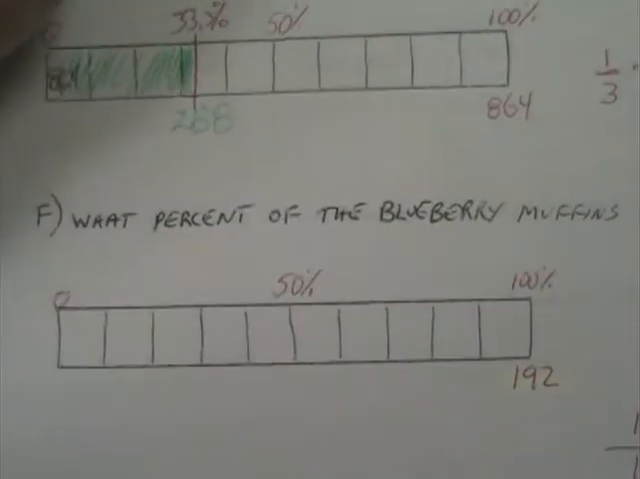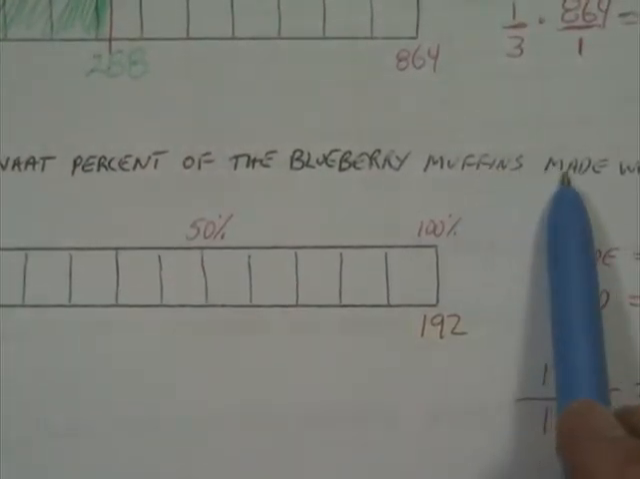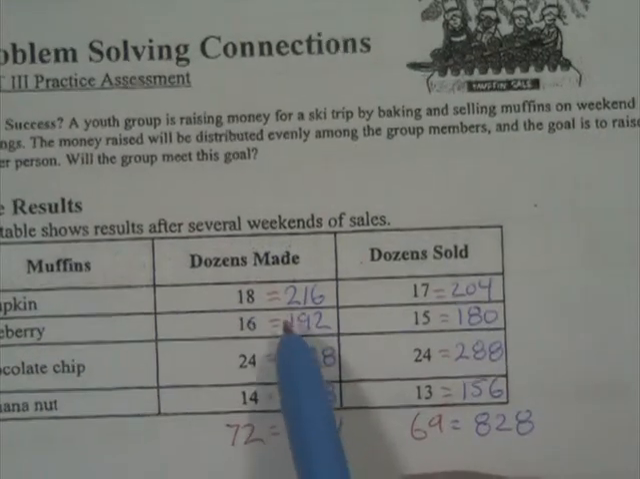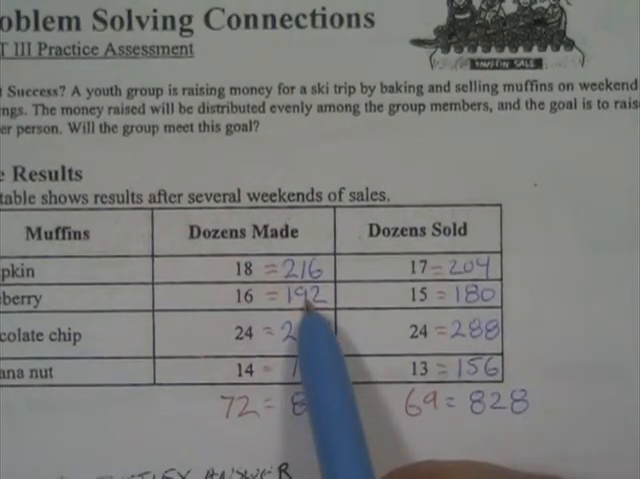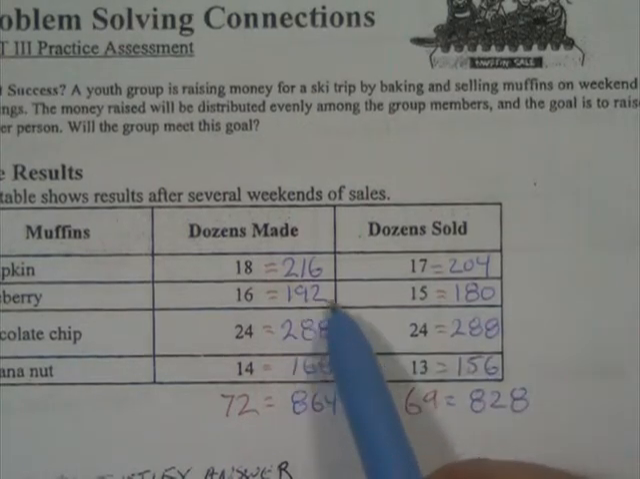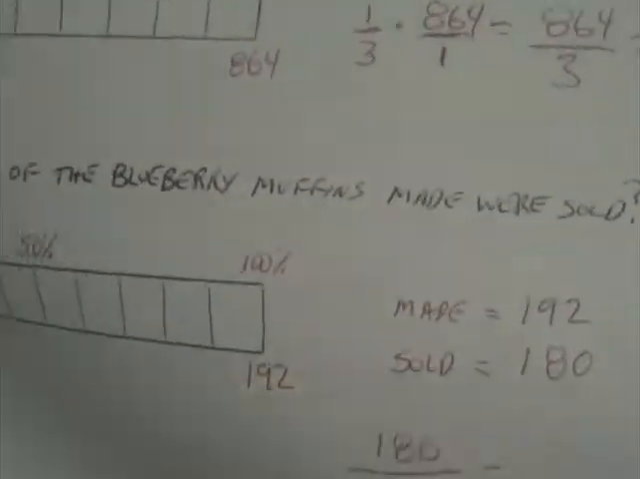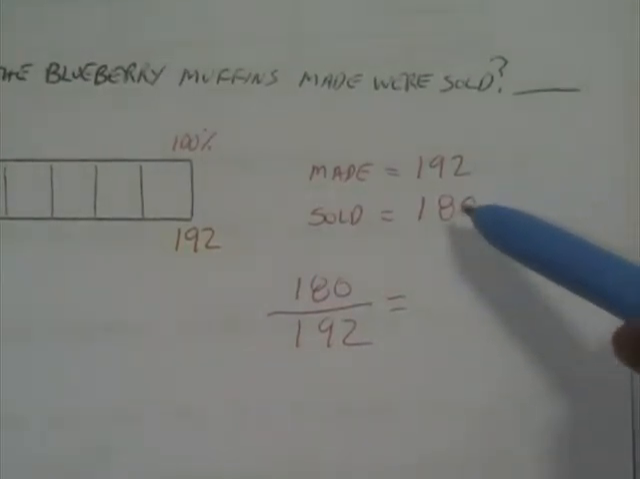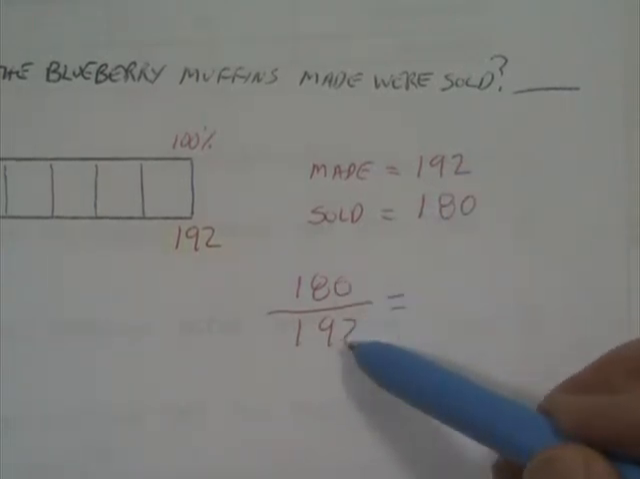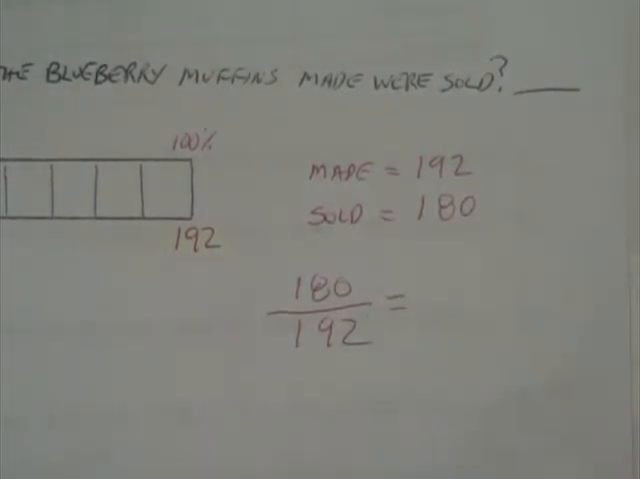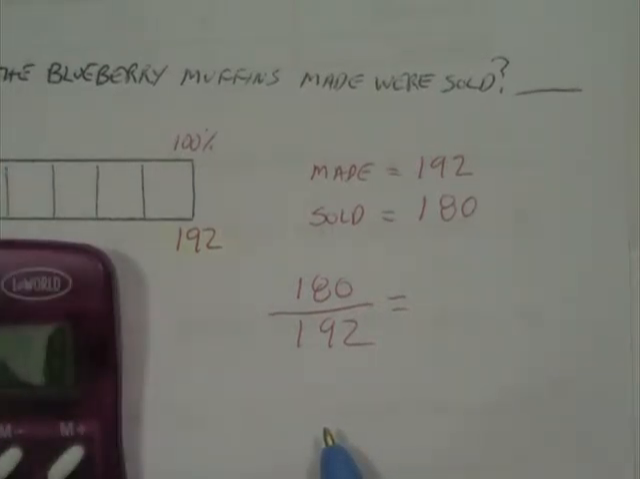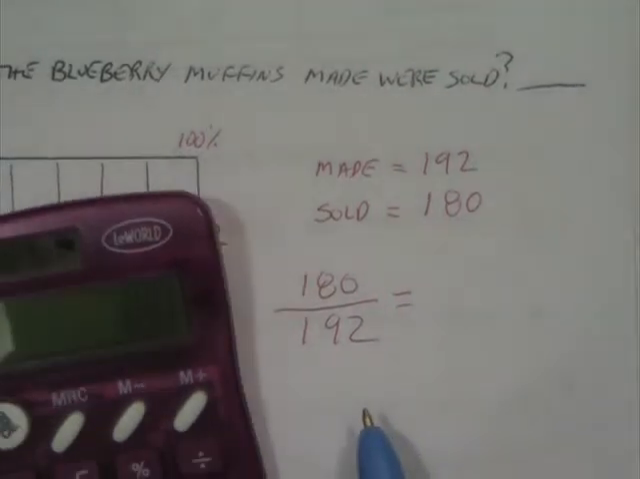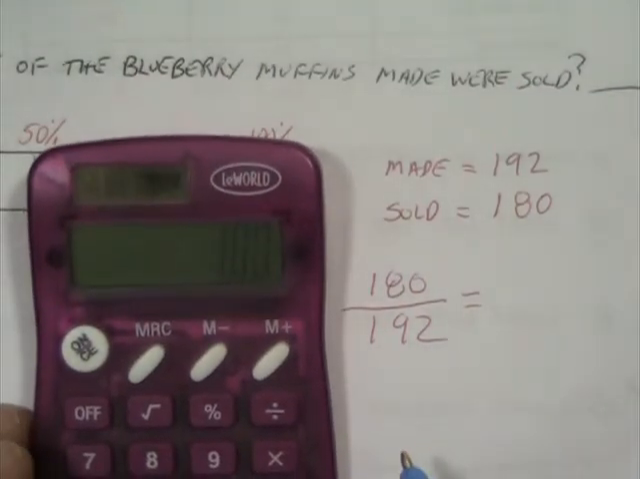The last one says, what percent of blueberry muffins made were sold? Well, if I look at how many were made, blueberry, 192 were made, 180 were sold. So we want to make that into a percent. So let's just figure out how much is 180 out of 192. I'll divide it. Hopefully this thing will not fail me. So 180 divided by 192.